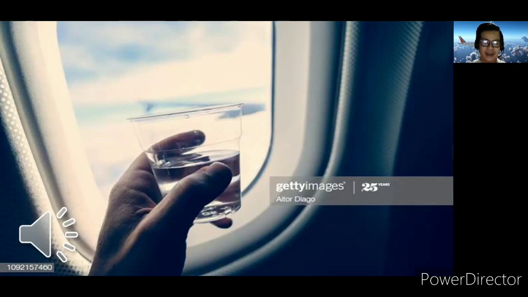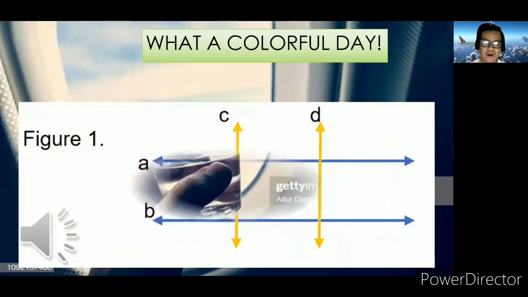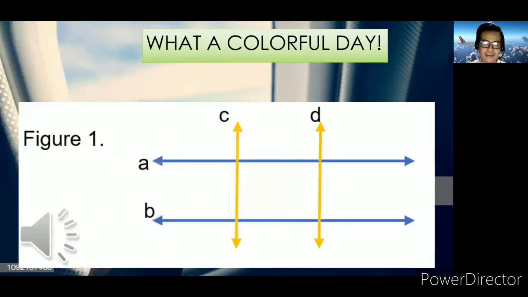Thank you. Now, let us play a game inside this aircraft. Let us enhance your skills in locating opposite interior angles by putting some colors. Bring out your crayons or color pens now. Listen, only red and green this time, our favorite colors.